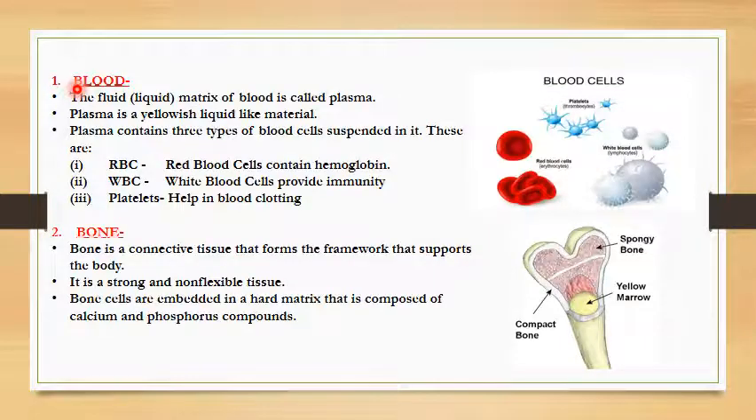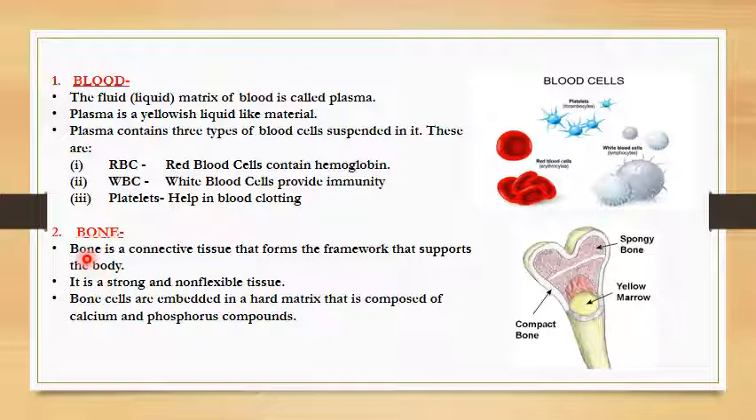Number 1. Blood. The fluid, liquid matrix of blood is called plasma. Plasma is a yellowish liquid-like material. Plasma contains three types of blood cells suspended in it. These are: RBC, red blood cells, contain hemoglobin; WBC, white blood cells, provide immunity; and platelets help in blood clotting.